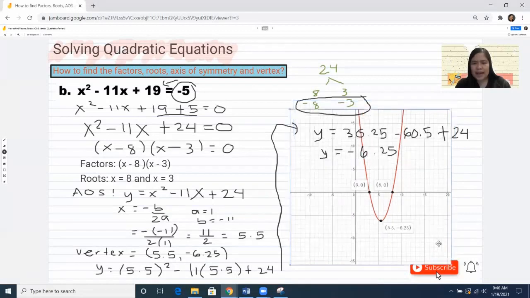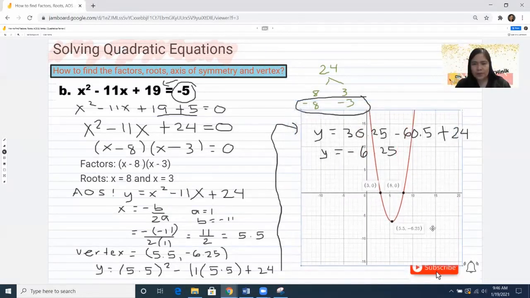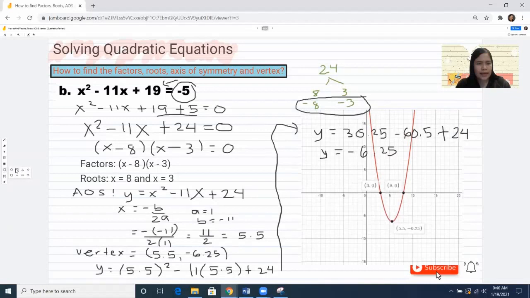So this is the graph. Hope that you can see it clearly. We'll just double check our answer by highlighting them. Factors, we got the factors right. So we'll just highlight the factors in here. Then the roots, we have positive 3 and positive 8. Yay, we got it also right.